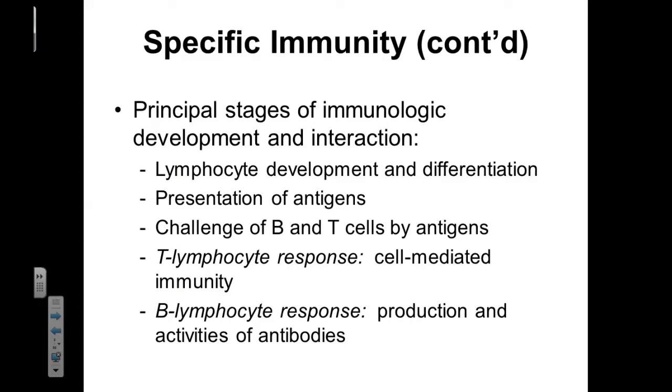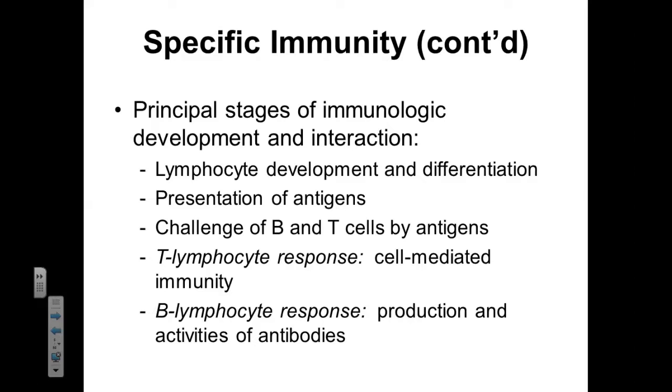During immunologic development, we are going to have the lymphocytes develop and differentiate. Depending on whether we're working with a T or a B lymphocyte, they will develop in different areas of our body. We are going to have presentation of the antigens to our lymphocytes, and then we'll challenge those T and B cells, those lymphocytes, with the antigens. Our challenging of them with the antigens is going to allow us to pre-screen out ones that are going to respond to self-proteins from the ones that do not respond to the self-molecules or self-markers.